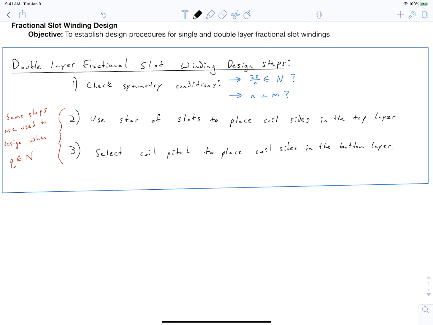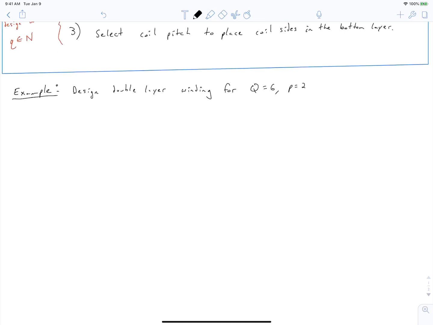So before we move on to single layer windings, I want to talk through a simple example. And this example is going to be a 6-slot 4-pole design, and we'll use these design steps to lay out the winding. And then we'll talk about why these design steps need to be modified to facilitate the design of a single layer version of that winding. So our first step in designing this winding is that we need to check the symmetry conditions. Why don't you go ahead and try this on your own, press pause and press play when you're ready to watch me check the symmetry conditions.